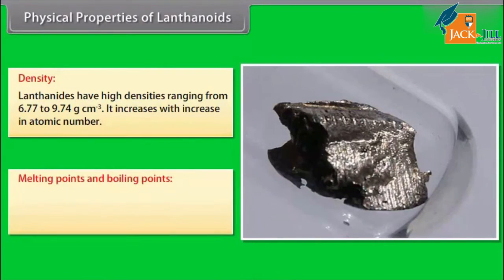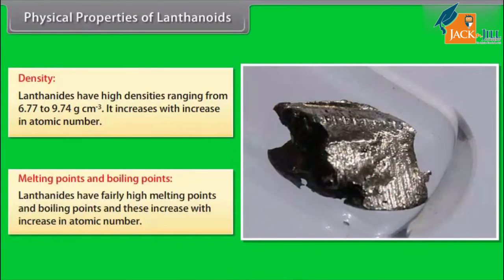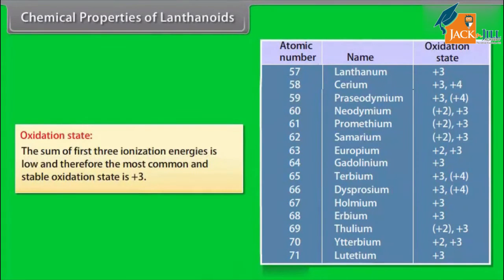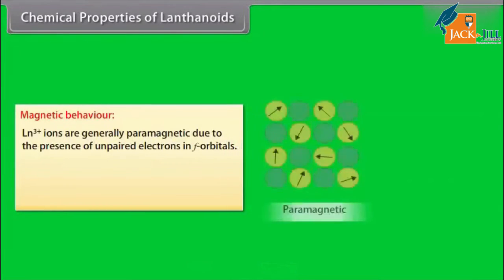Melting points and boiling points. Lanthanides have fairly high melting points and boiling points, and these increase with increase in atomic number. This is because the attraction between atoms increases as the size decreases. Chemical properties of lanthanoids. Oxidation state. The sum of the first three ionization energies is low, and therefore the most common and stable oxidation state is +3. Magnetic behavior. Ln3+ ions are generally paramagnetic due to the presence of unpaired electrons in f orbitals.